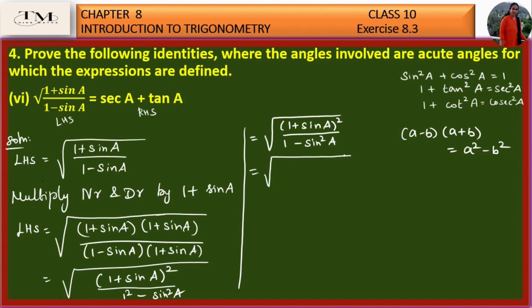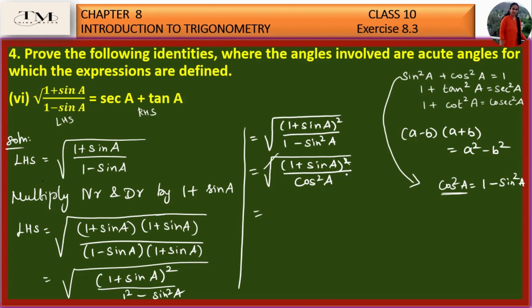The numerator is as such, divided by 1 minus sin square A. Check this: sin square A plus cos square A equals 1. If we keep cos square as such and take sin square to the other side, 1 plus sin square A will become minus sin square A. So 1 minus sin square is nothing but cos square. Instead of 1 minus sin square, we can write cos square A. The square root and power 2 get cancelled, so it will be 1 plus sin A divided by cos A.